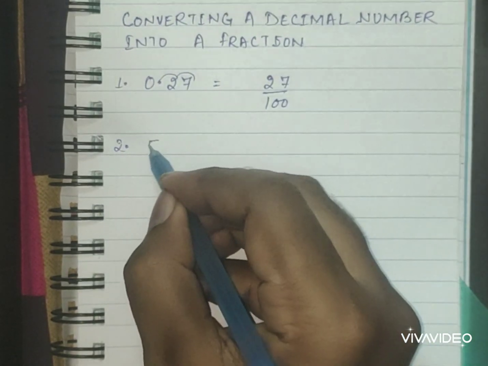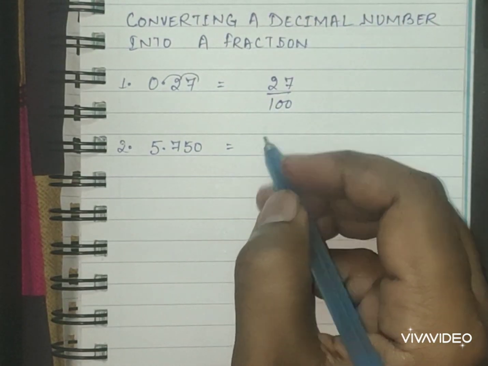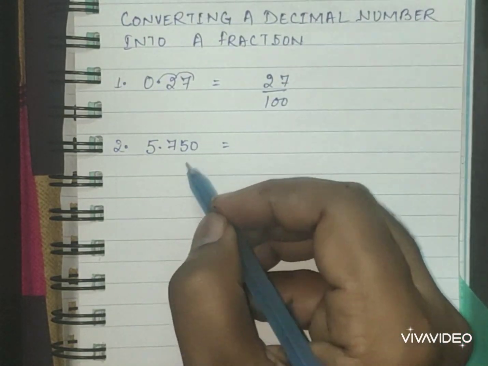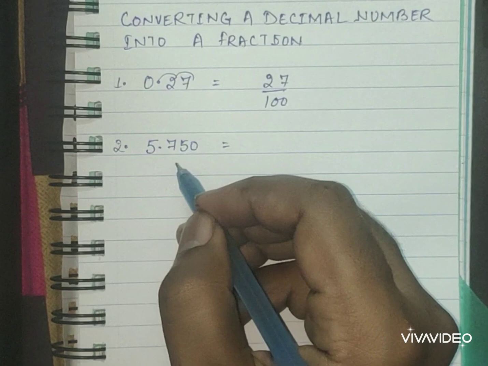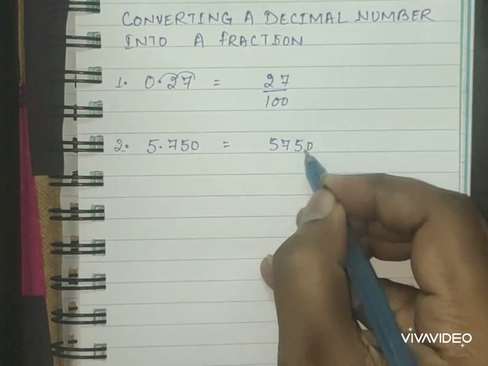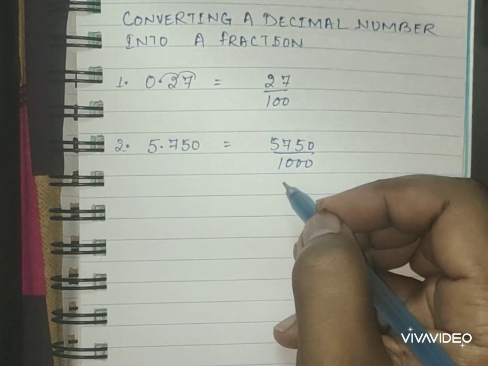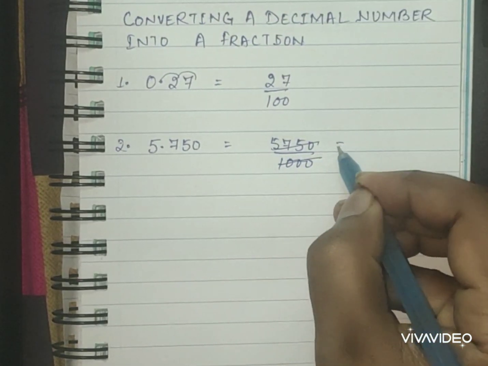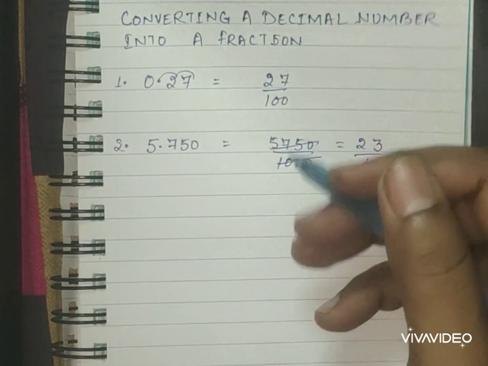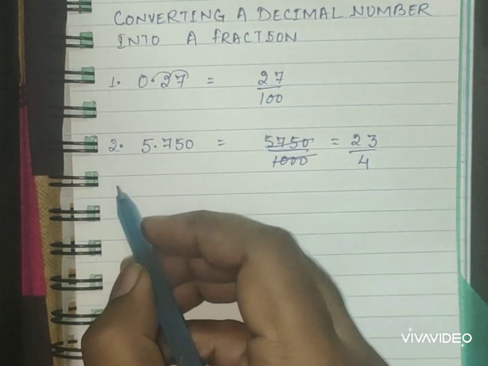Now let's see the second one. The second one is 5.750. Now you have to convert this into a fraction. After the decimal, see how many numbers there are, and you will put as many zeros in the denominator. So there are 3 numbers, so this will be 5750 upon 1000. Clear? And if you solve it further, you will get 23 upon 4. I have told you how to solve it, so I have written it over here directly. Clear?